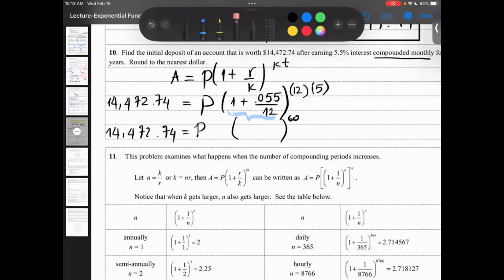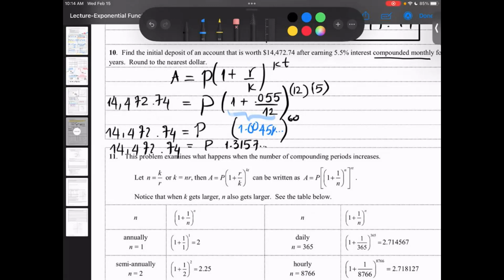So this is 1.0 something, right? Is that what you got? Okay, thank you. And then raise it to the 60 power. So I got 1.3. I was ahead of myself. 1.315, etc., times P equals that thing again.